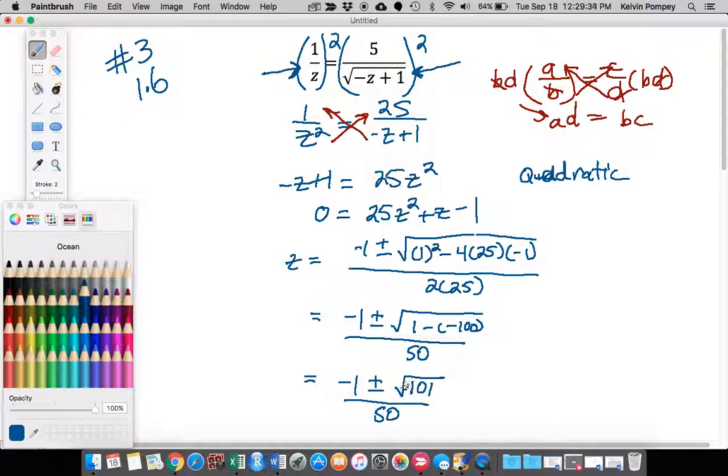And so my two possible solutions are negative 1 plus square root of 101 over 50 and negative 1 minus the square root of 101 over 50. One of the things that we have to do is to make sure that we check our solutions. Now, we don't have access to a calculator in our course, and so what I'm going to do is some mental math to help me check the solution here.